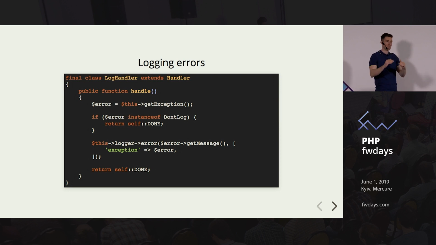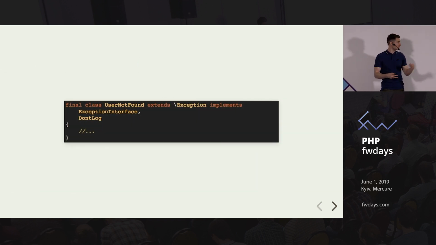You can have some big list of exceptions that you want to be logging, but that's not a maintainable solution, right? So what I do is that I introduce this marker interface that all my exceptions can optionally implement in order for this handler to be able to distinguish whether some exception should be logged or not.